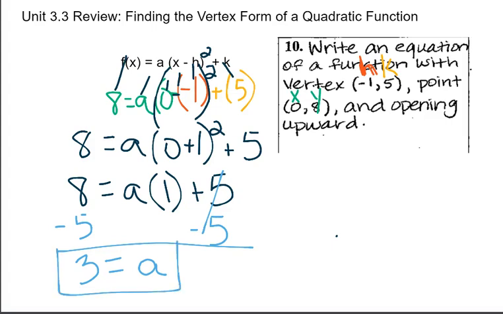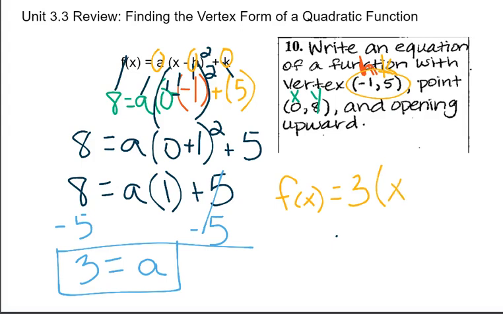Now I have all the information that I need to write an equation, because the only thing you need to write an equation is you need to know what the A is, which we just found. We need to know the H, and we need to know the K, which is our vertex. We already know that. So let's go ahead and plug everything in. F of X, or you can write Y, that means the same thing. My A is 3.